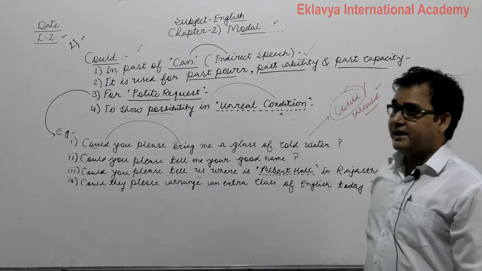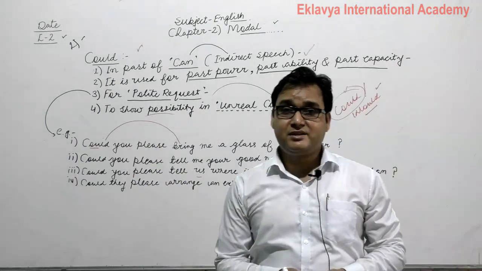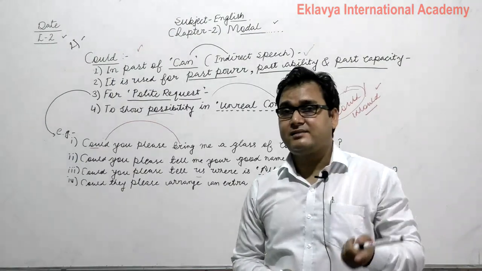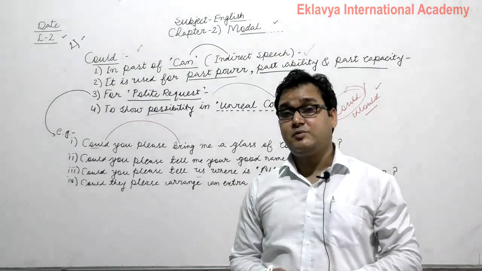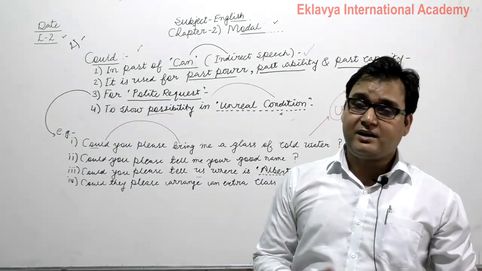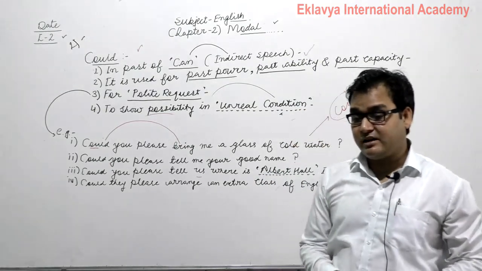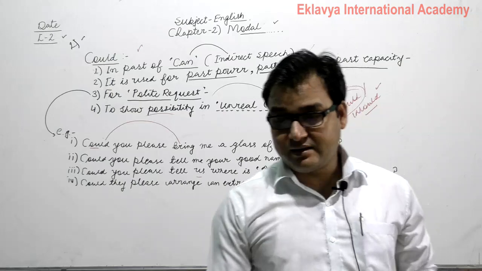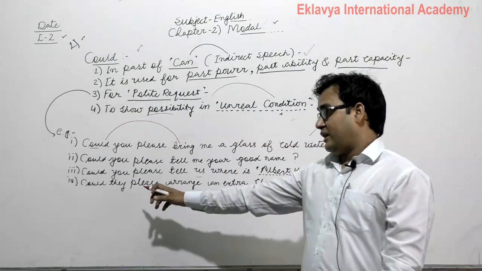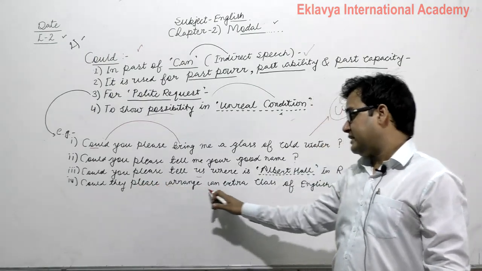If you are visiting Jaipur or any other district of Rajasthan and you would like to visit Albert Hall also, you can ask someone, "Could you please tell us where is Albert Hall in Rajasthan?" So if you ask lovingly, you will get the answer lovingly too. So don't learn to give orders. Don't give orders; bring a little politeness into your behavior with the help of could and would model.